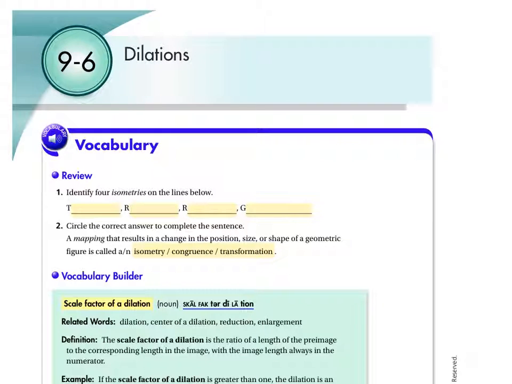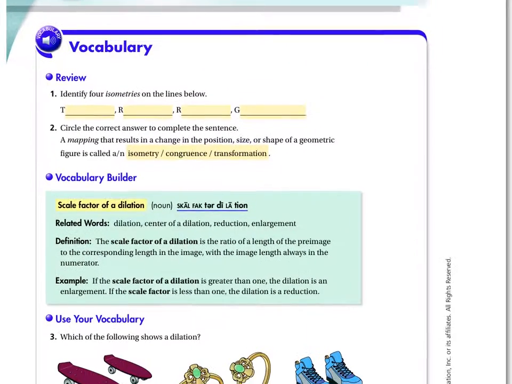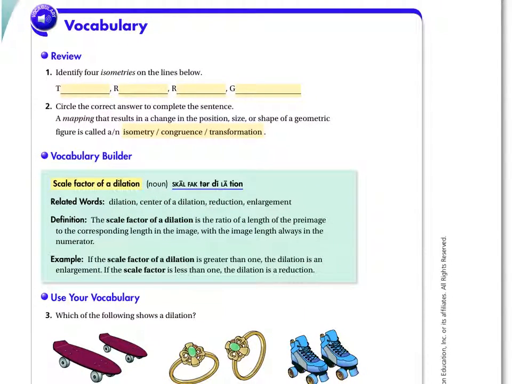Okay, so we're going to look at dilations, and I will say that they tend to make this section a little harder than it should be, and so I'm going to simplify some things for you. But let's start with some review. So go ahead and answer questions 1 and 2. On your own, let's go.